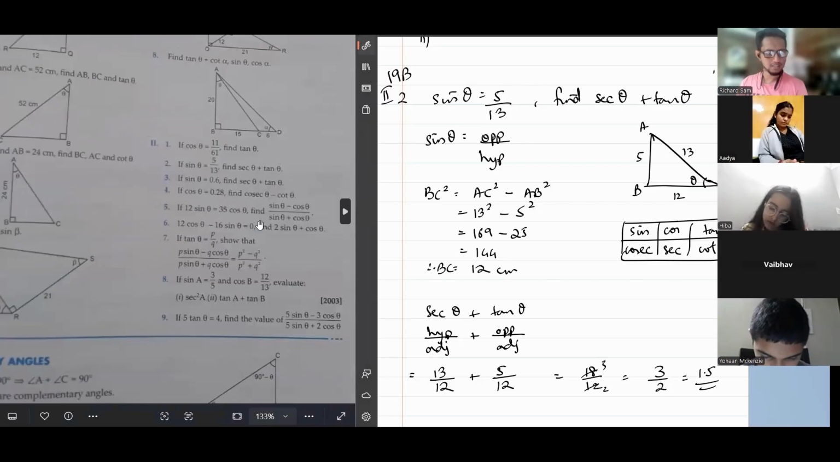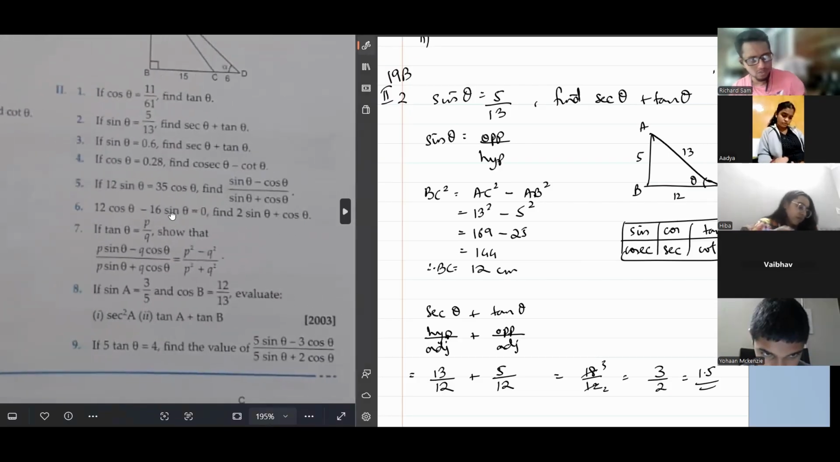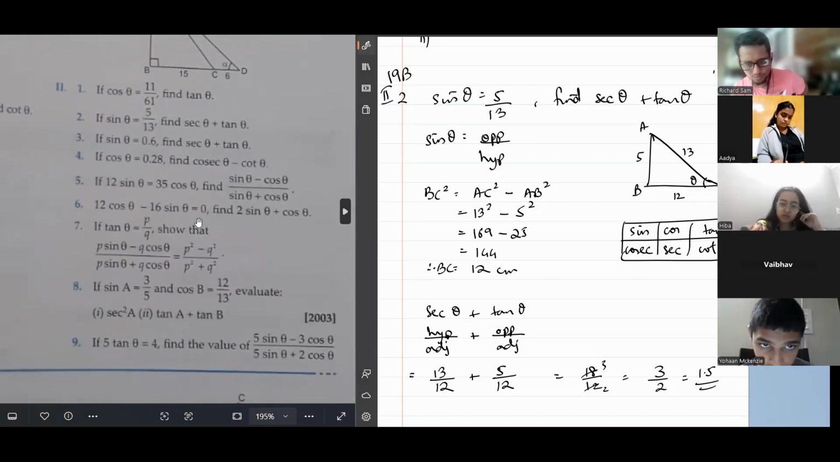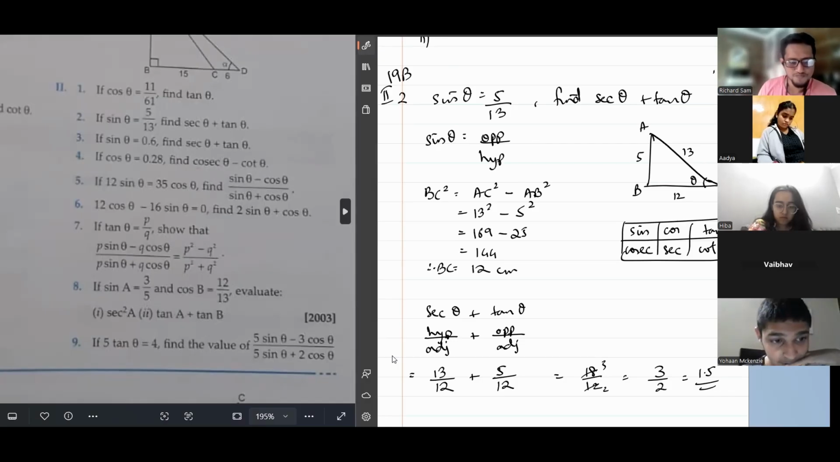This is 19A question 2. The rest of you write it down. Yes, sir, it's 1.5. Okay. Write this down, and after writing this, do question 8 and 9.